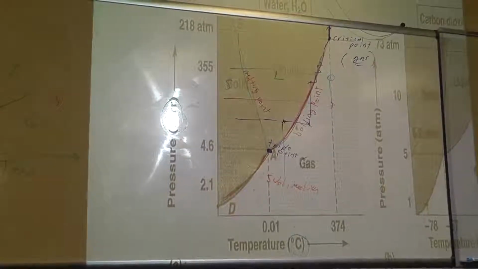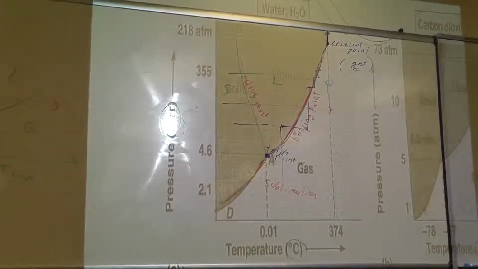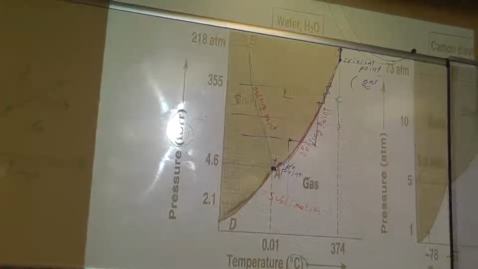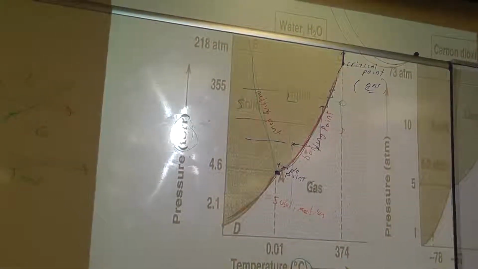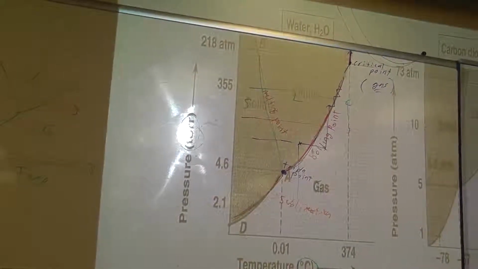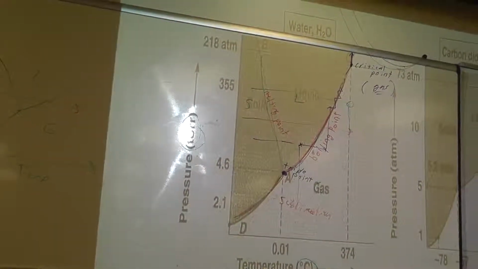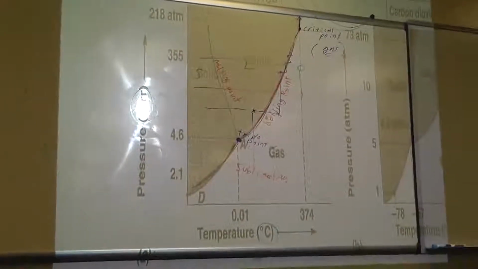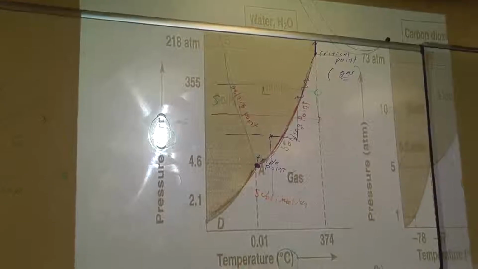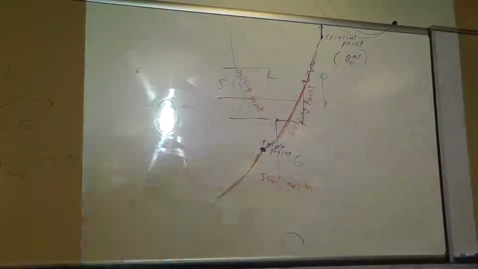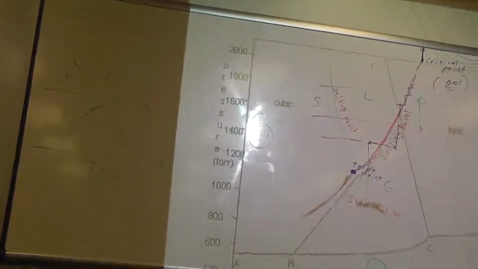So critical point is the temperature beyond which only the gas phase can exist. And regardless of pressure, you can't liquefy it. The only way to liquefy it is to back off on temperature. Flip the page. This one is a little bit more elaborate.